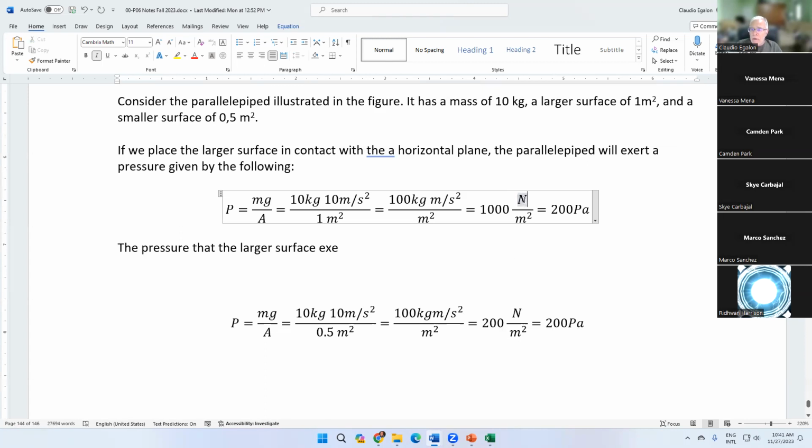And look what we have here: Newton divided by square meter. That's the unit of pressure, which appears so frequently that we call it a Pascal. 1 Newton per square meter is equal to 1 Pascal.